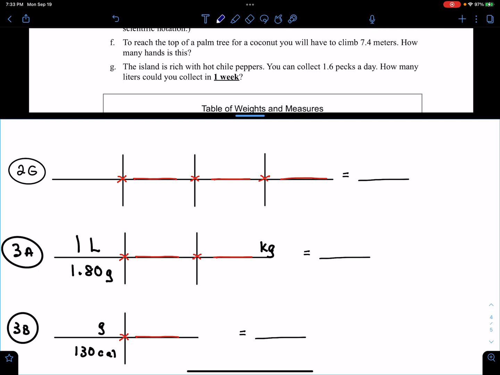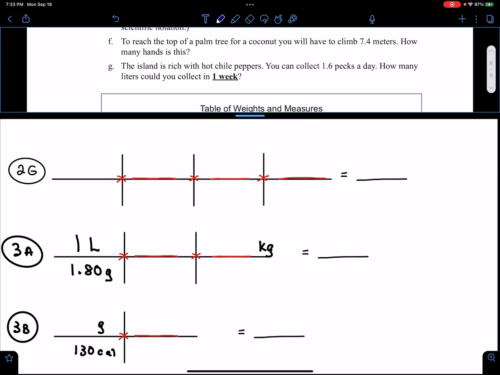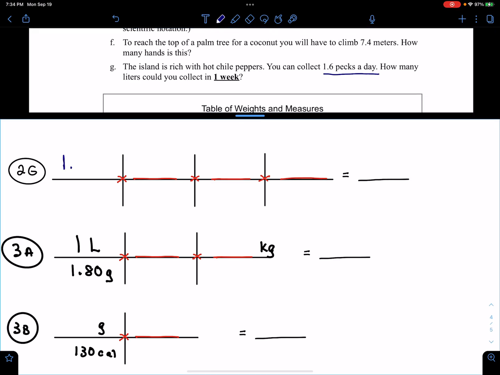All right, now this is going to get into what we would call a derived measurement, because you're going to have multiple things that you're going to be putting in together, like a numerator and denominator at the very beginning. So we're going to start with this thing. It says 1.6 pecks a day. That means per day. So you're going to have 1.6 pecks, and then that per means that you are dividing it. So per day, for every 1 day.